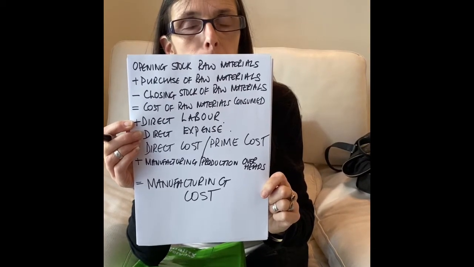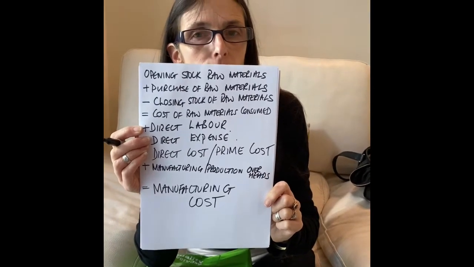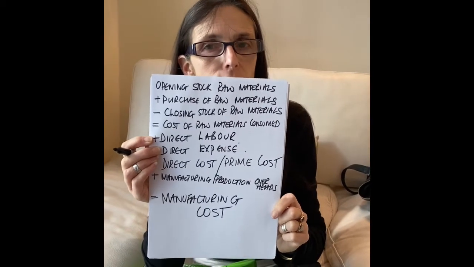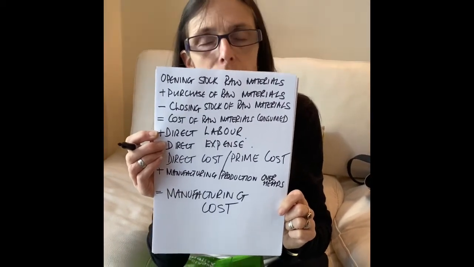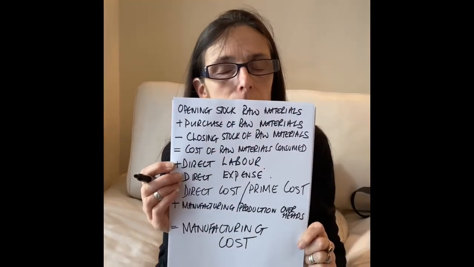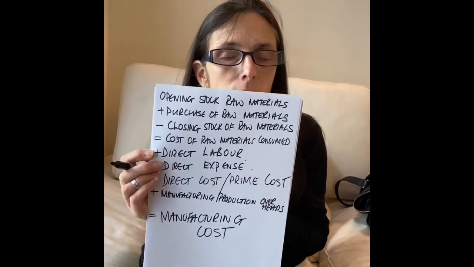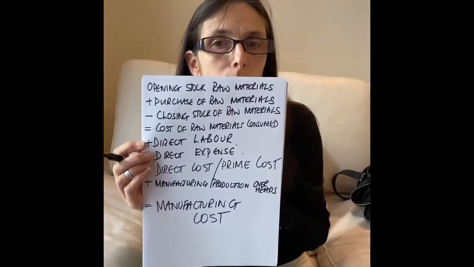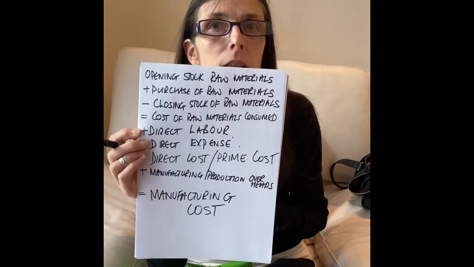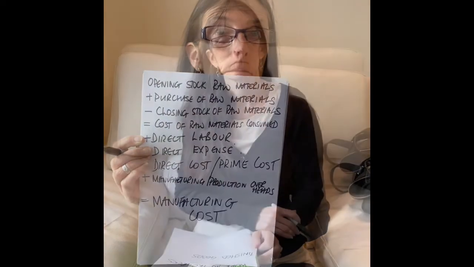We also know that there are many other costs associated with production. We're still in the factory, and we need to heat the factory, we need to light the factory, we need to insure it, we need to maintain it, we need to clean it. So there are a lot of production overheads that also need to be added on. And now we have the direct plus the indirect cost added together to give us the total manufacturing cost.